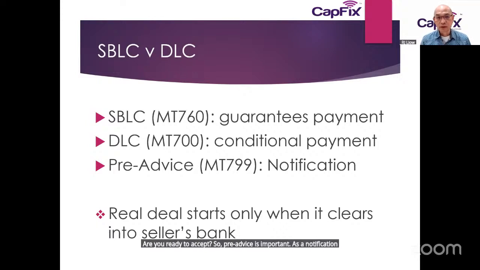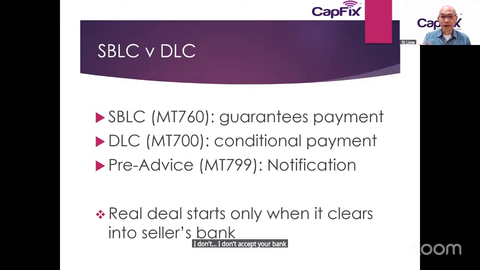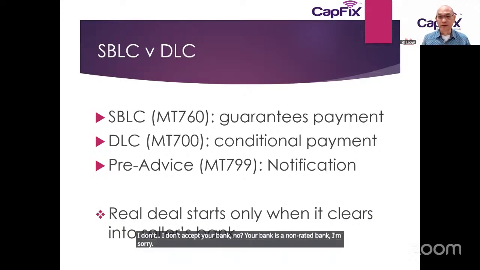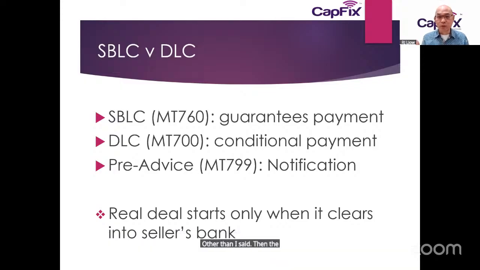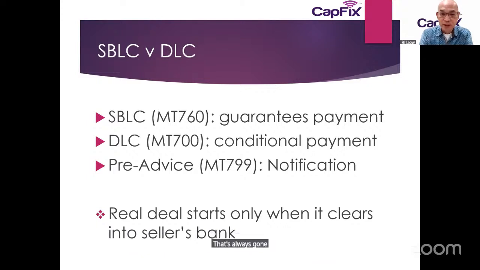So pre-advice is important as a notification, because sometimes the receiving bank may say, "No, I don't accept your bank. Your bank is a non-rated bank. I'm sorry, I don't accept." Then the whole deal collapses. This is why some deals collapse before even going to shipment, or they collapse at the bank level. Why? Because the receiving bank, which is normally very big, declines to receive the instrument from a non-rated bank. So it's gone. The real deal starts only when it clears into the seller's bank.